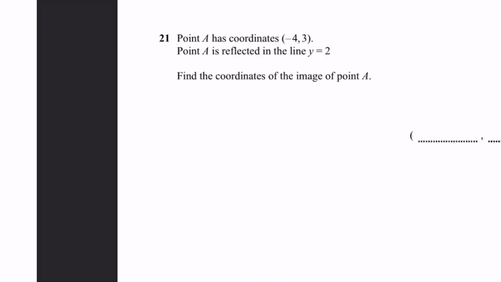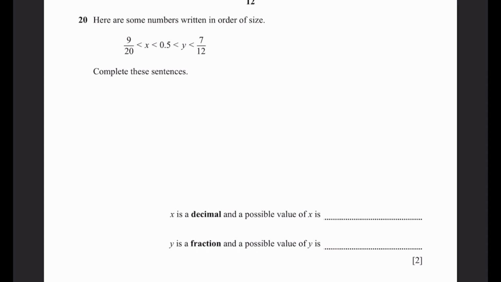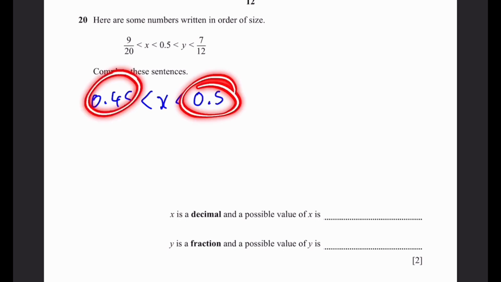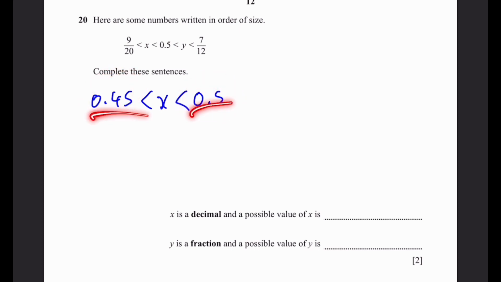Let's go to question 20. Here are some numbers written in order of size. Complete the sentences. X is a decimal and a possible value of x is dash. Y is a fraction, a possible value of y is dash. So let's convert this to a decimal. That'll be 0.45. So x is greater than 0.45 and less than 0.5. So a decimal value in between these two. You can take any decimal value. I'm taking 0.47.